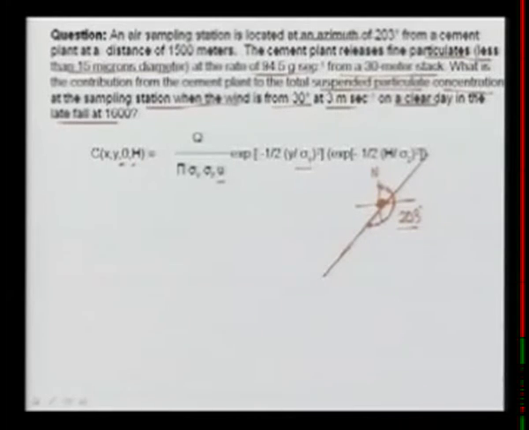As per the question, how far is it located from the cement plant? It is located at a distance of 1500 meter. So, if I go in this direction 1500 meters, let us try to make it as straight as we can, and this is where my sampling station is. So, this distance is 1500 meters.